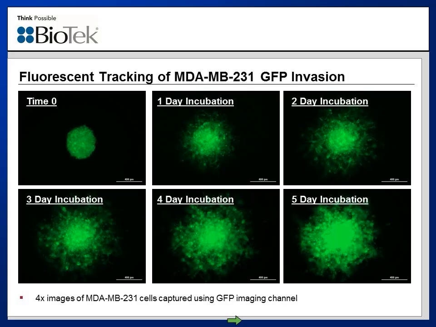However, if the cells you are using do express fluorescent protein or a fluorescent probe has been added here, again, as I mentioned, the breast cancer cells are GFP expressing, the signal from the fluorescent probe can also be used to track invasion. Here we're seeing, again, images from the signal of the GFP expressing breast cancer cells, which are captured using the GFP imaging filter cube. And the advantage here is that you can examine the extent of invasion specifically for this particular cell type.